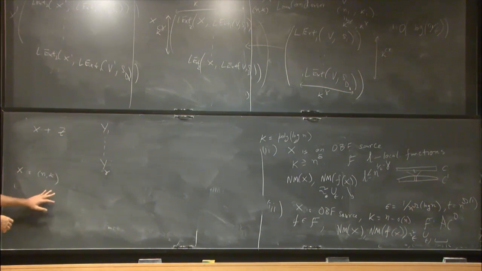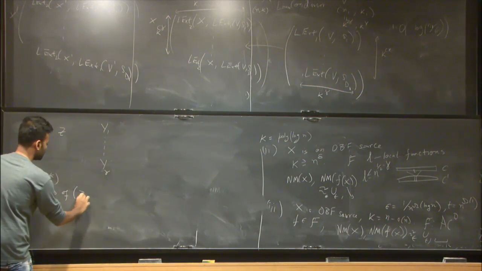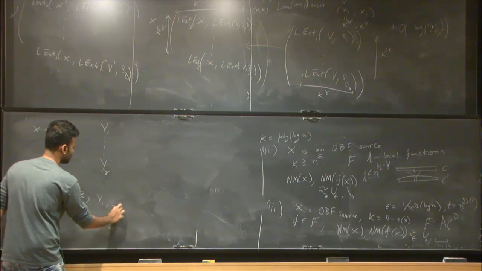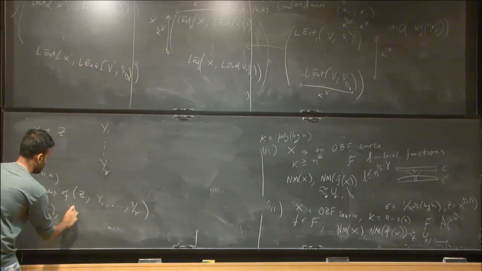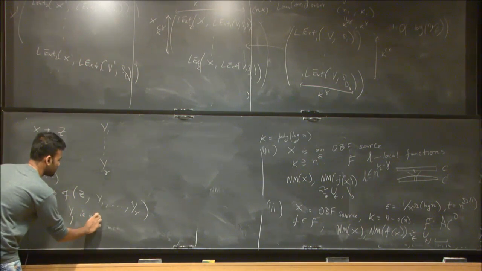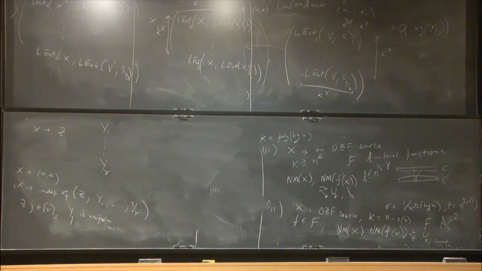So suppose x is an n comma k source, and x is independent of the random variables z and y1 through yr. And further, you know that there exists j in 1 through r such that yj is uniform. So there's this notion of correlation breakers in pseudorandomness. It's pretty useful now. It was introduced by Gil-Cohen.